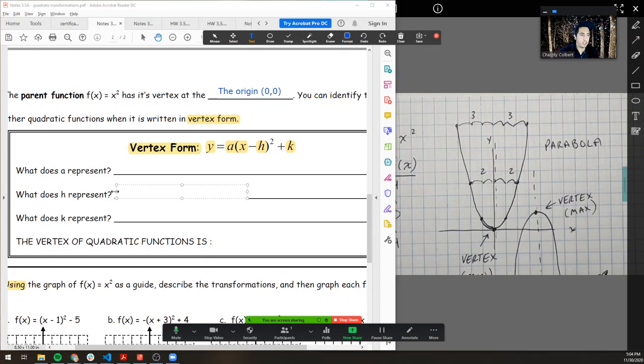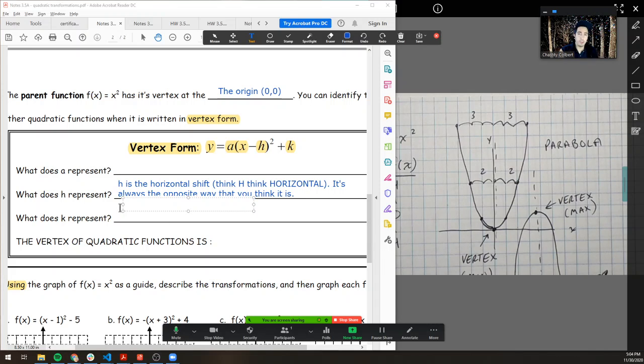So what is what? I'm going to start with h. H represents the horizontal shift. Think h, think horizontal. They both have an h in it. Horizontal, h. That kind of makes sense. That tells you how much is shifted left or right. It's always the opposite way that you think it is. And that'll make more sense later.